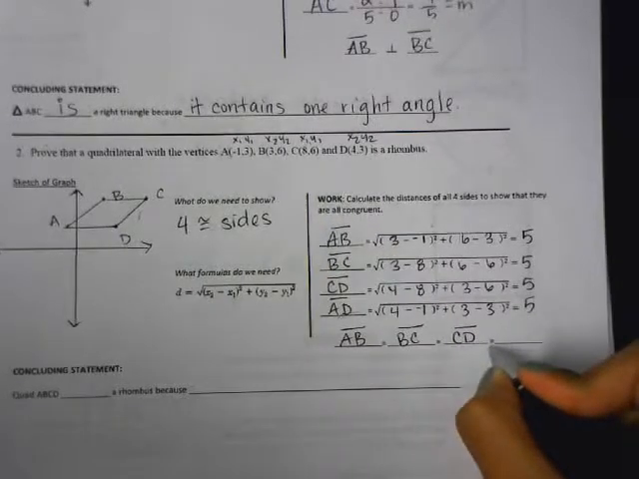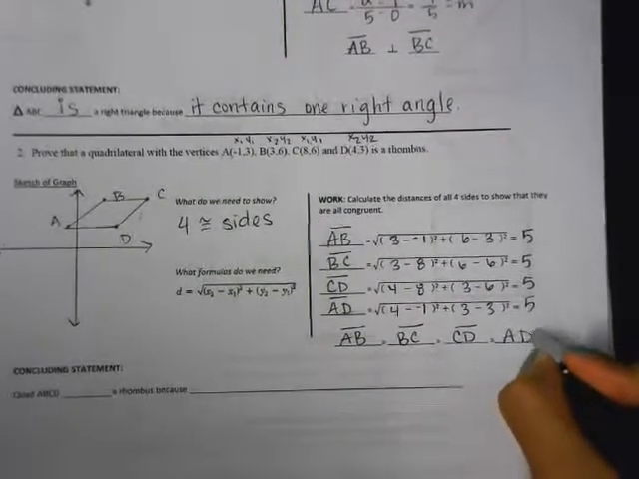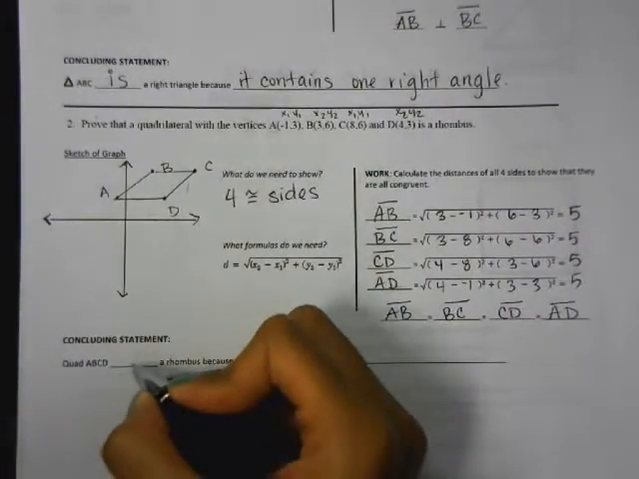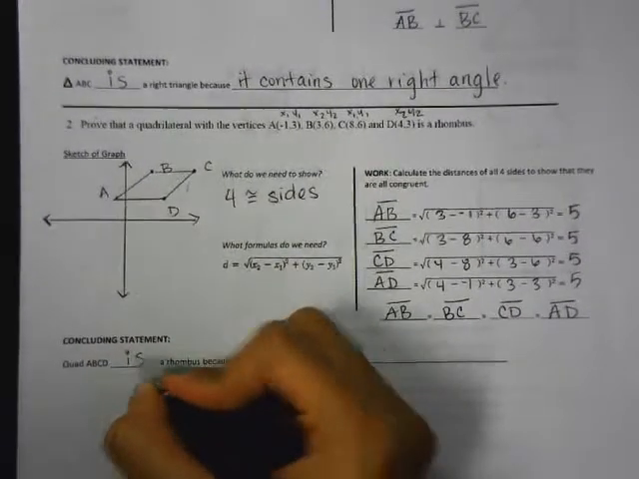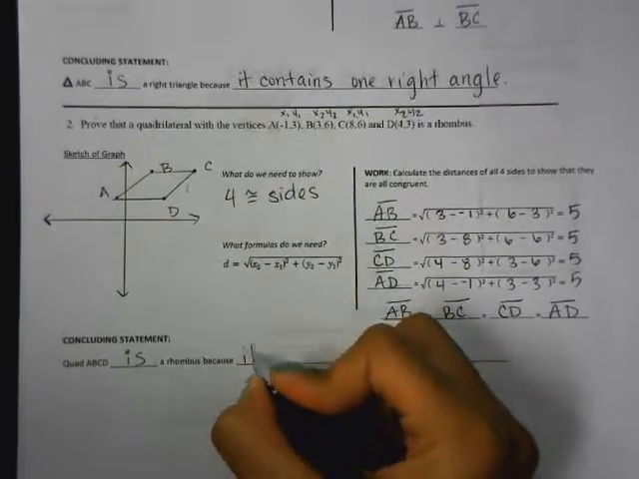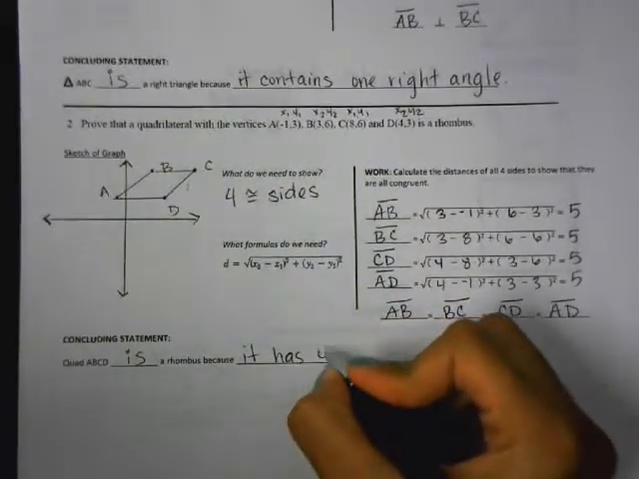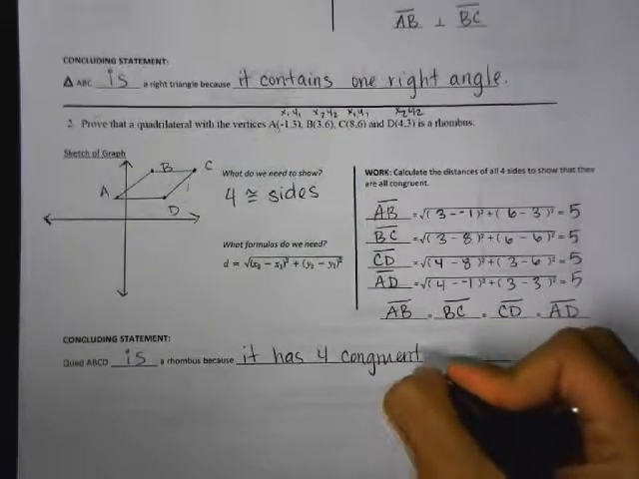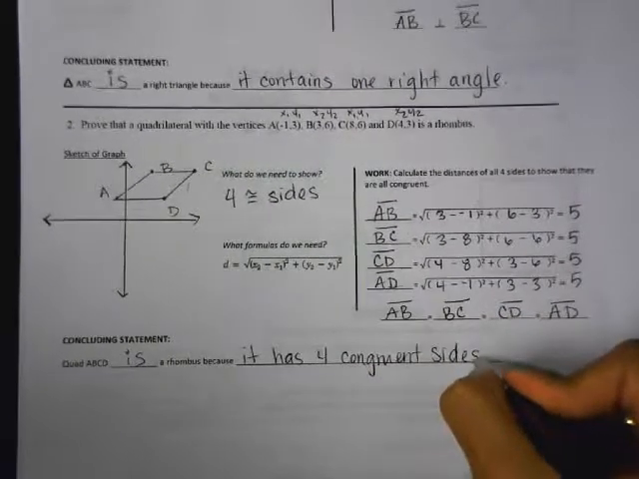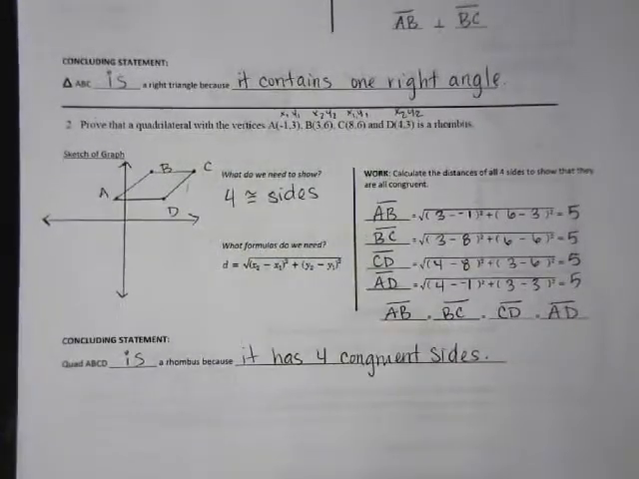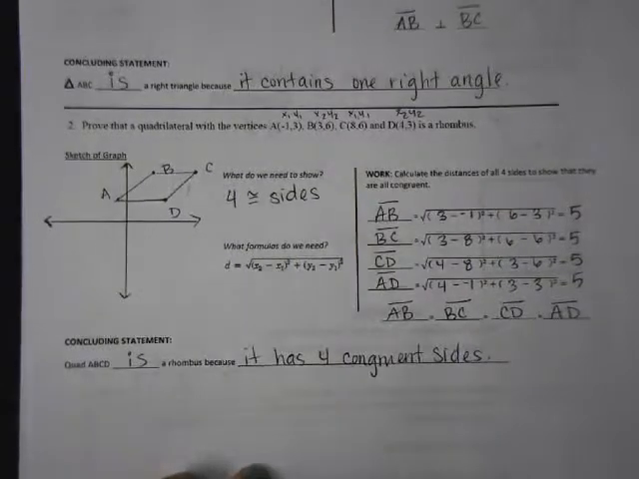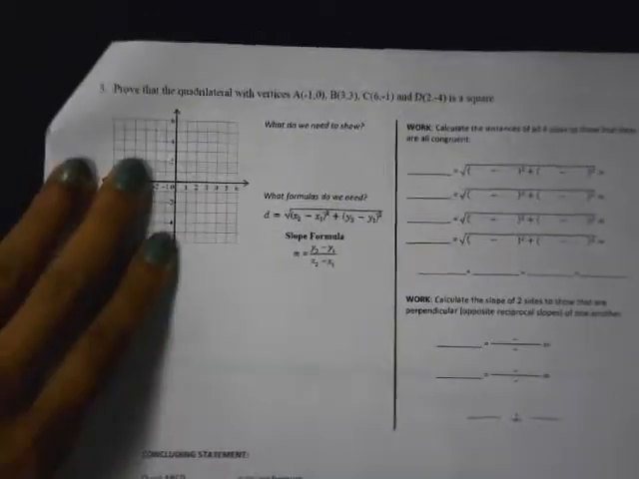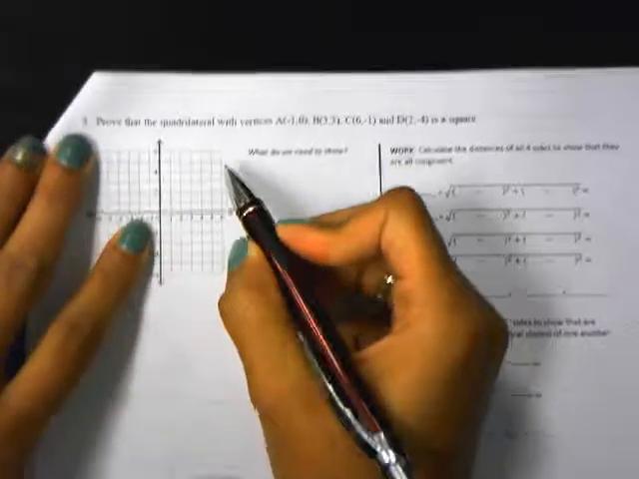Alright, last one for today. Prove that the quadrilateral with vertices A, B, C, D is a square. Okay, so going back to what exactly a square is. A square is a combination of a rectangle and a rhombus. So for a square, we not only have to prove that it has 4 congruent sides, just like we did right now for a rhombus, but we're also going to have to do the slope formula twice to prove that it contains 1 right angle. Okay, so go ahead and get started.